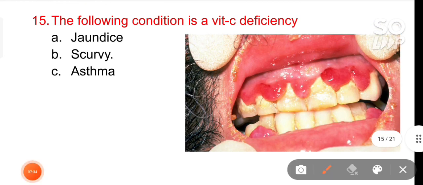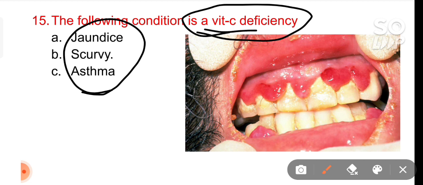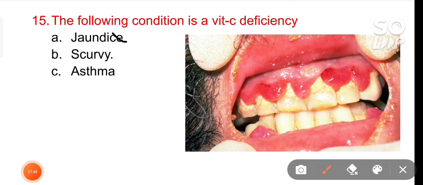So the next question is, the following condition is a vitamin C deficiency. So among these three conditions, which is caused by the vitamin C deficiency? The options are A, jaundice, option B, scurvy, option C, asthma. The right answer is scurvy.